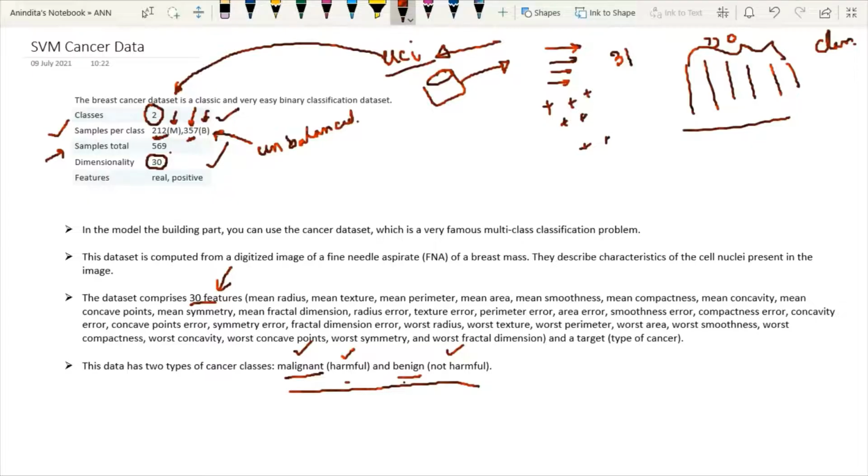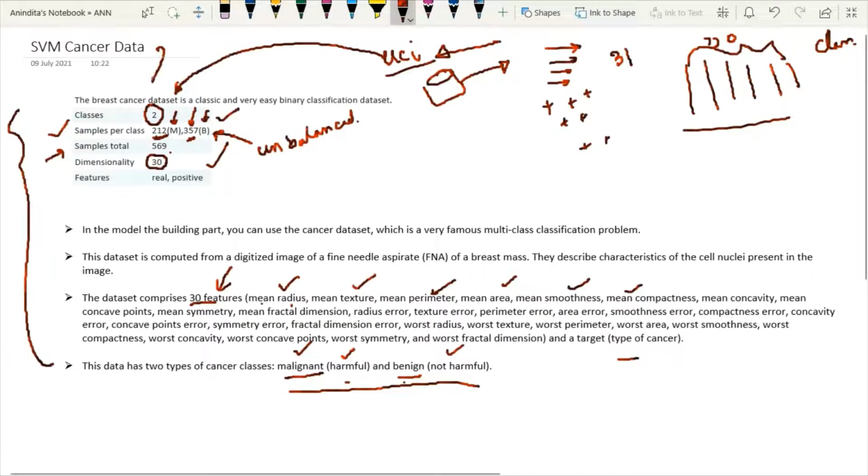And what are the 30 features? It is mentioned over here. We have the first column as mean radius, then mean texture, mean perimeter, mean area. All are features that will define the cancerous cell. So these are the 30 features which are clearly mentioned over here. The first thing you have to do is this kind of analysis on your data set.